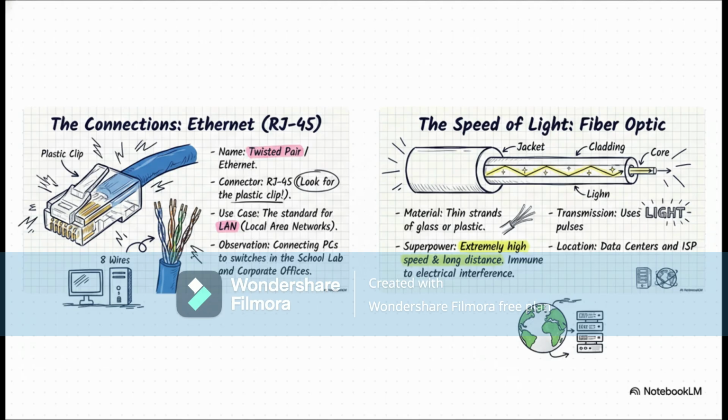And on the right, well, that's the future. Fiber optic cable. Instead of electricity, it uses pulses of light traveling through tiny strands of glass. It's incredibly fast, and it's what forms the main superhighway system of the entire global internet.